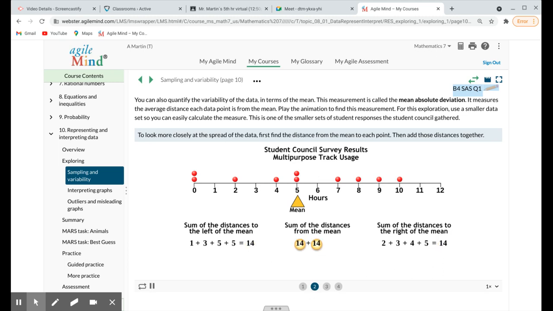And you'll notice that now we're taking the sum of the distances from the mean. And if we get the sum of 14 and 14, what's that going to be? That would be 28. Good.